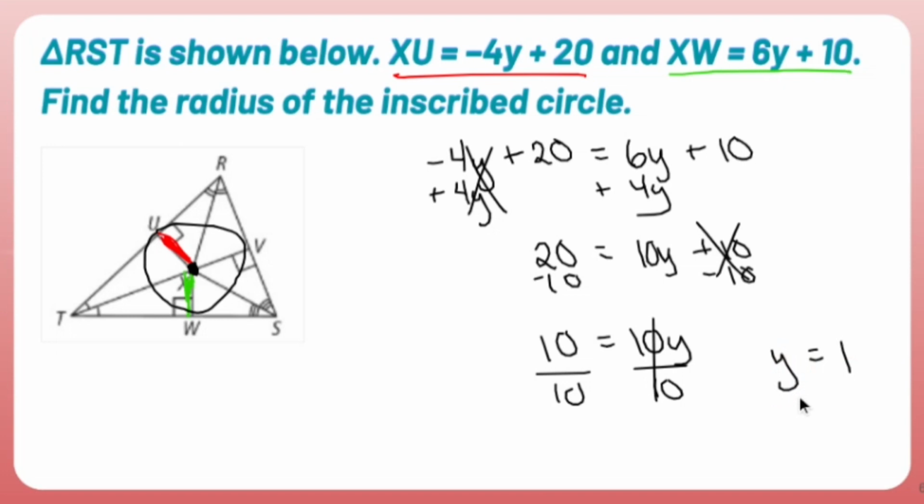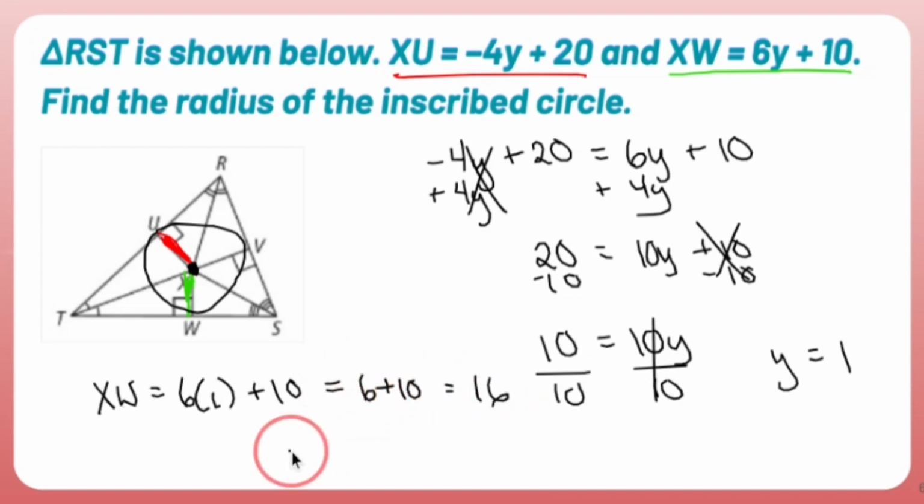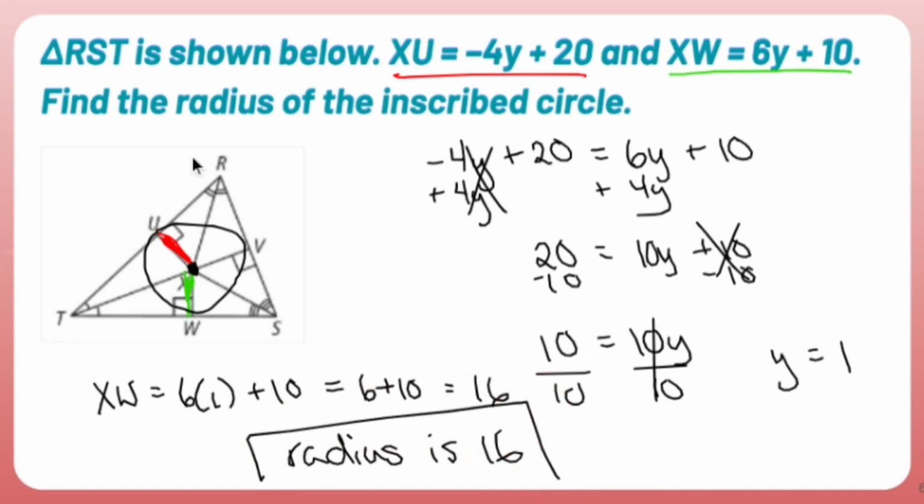I'm done, right? No. Remember, each one of these is considered a radius of the inscribed circle. So all I have to do is pick one of these and plug in 1 for y. Let's pick XW because it seems friendlier. XW equals 6 times 1 plus 10. 6 times 1 is 6, and 6 plus 10 is 16. So the radius of the inscribed circle is 16 units, whatever those units are. That's it. Done.